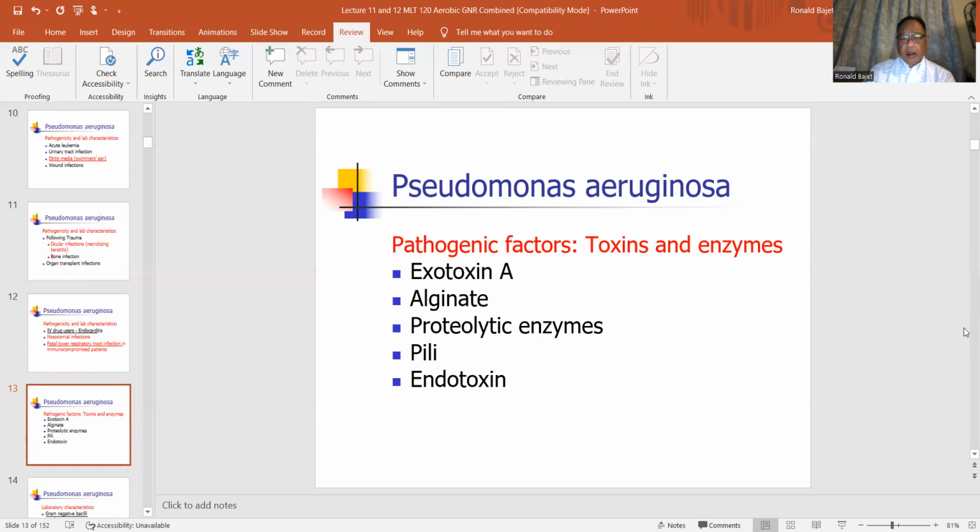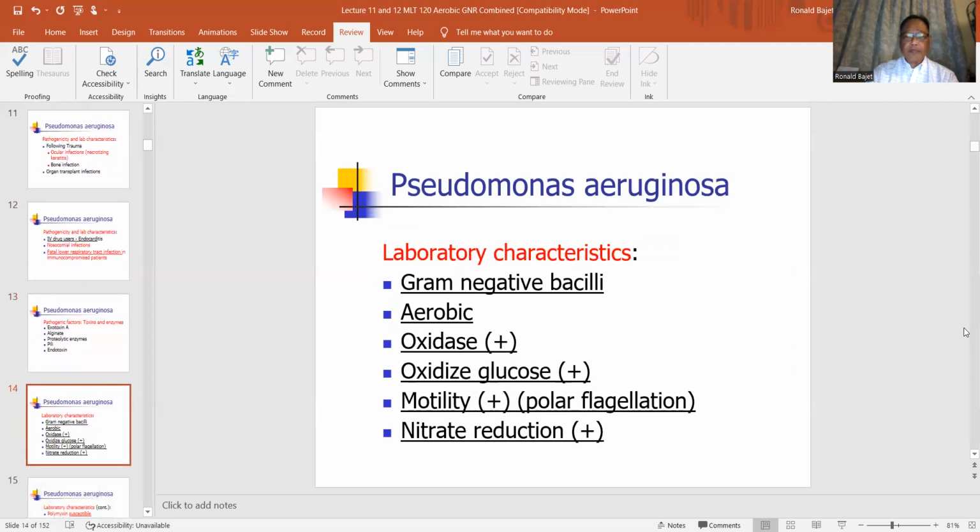Pathogenic factors include exotoxin A, alginate, proteolytic enzymes, pili, and endotoxin. I'm not going to be talking or testing you on the pathogenic factors of Pseudomonas aeruginosa.